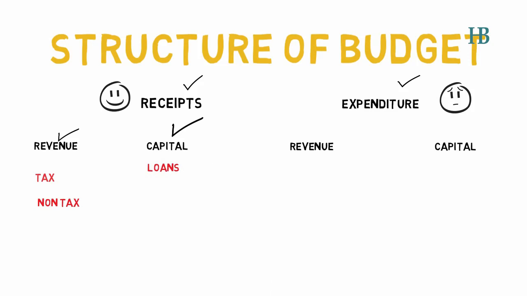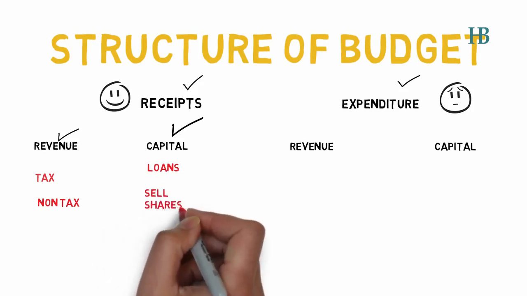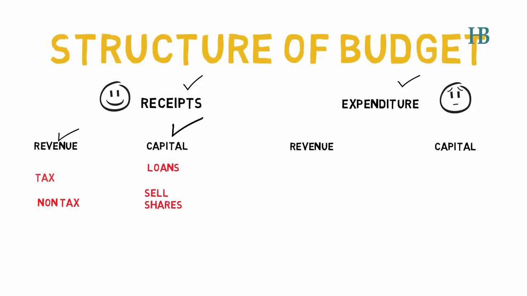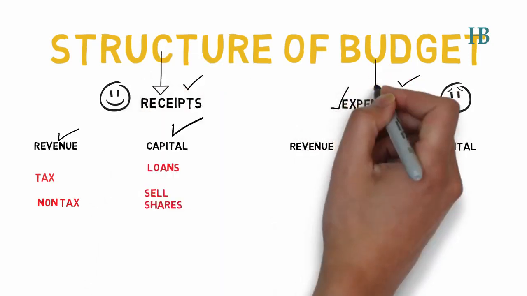The second one is the selling of its shares. Here also money comes in, but by selling shares, the government reduces its assets. Like recently the government has decided to sell some shares, 50%, of its oil company. Here money comes in. The government will get money by selling shares, but the asset of the government-owned oil company will reduce by 50%. So these are under capital receipts, where money comes in. Let's now go to the expenditure, where money is being spent.